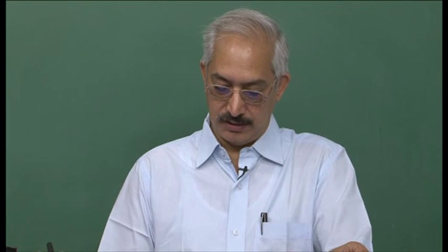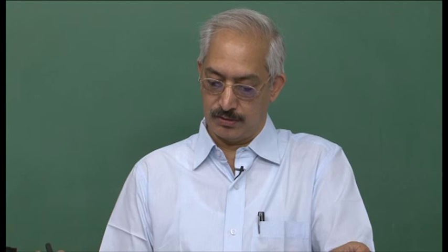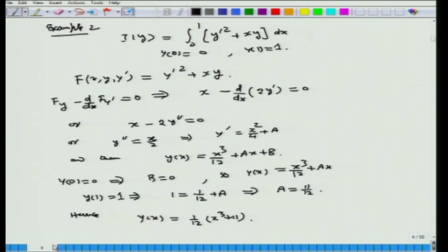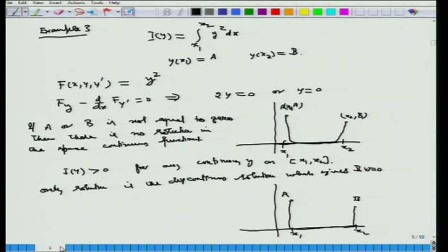So y(0) equal to 0 implies b equal to 0, and y(1) equal to 1 implies that a equal to 11 by 12. So we finally get y(x) equal to 1 by 12 times (x cube plus 11 x). This is the extremal.